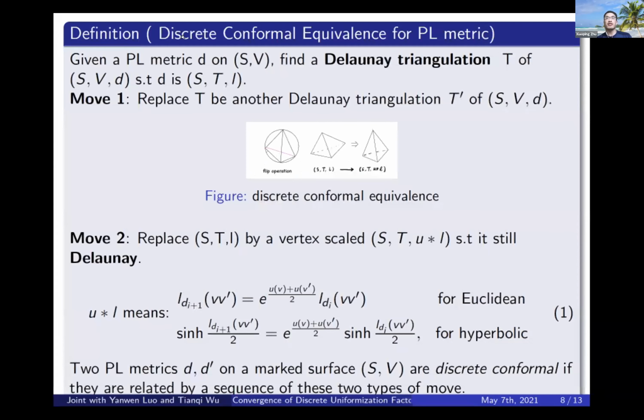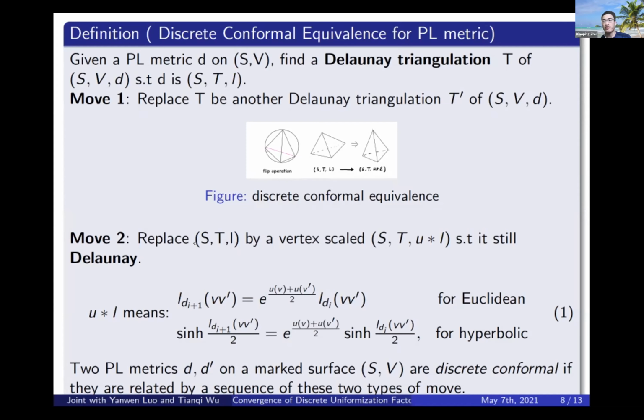And here we talk about discrete conformal equivalence for PL metric. And here the definition is a little bit different from Heine because we have two kinds of moves. So first is the same: for PL metric D, we can also find a Delaunay triangulation T that realizes the PL metric. And the first kind of move is, as in the picture here on the left-hand side, sometimes we do the flip operation. Replace T with another Delaunay triangulation T prime, also realizing our PL metric.